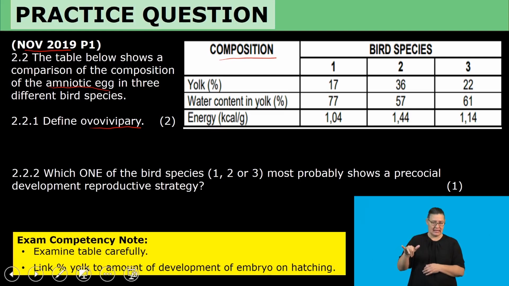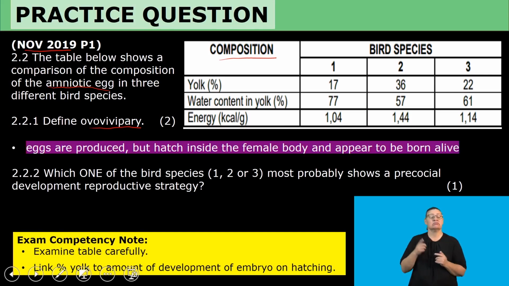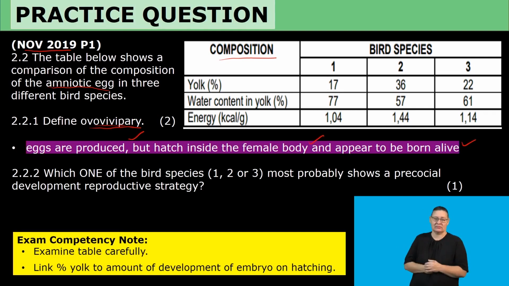As much as we are giving a definition, you need to start familiarizing yourself with this table, because this table is going to be used, I suppose. The definition of ovovivipary is eggs are produced but hatch inside the female body and appear to be born alive. It's for 2 marks, so I gave a possible 3 marks. It doesn't mean that you must split your answer. Give the full answer for your 2 marks.